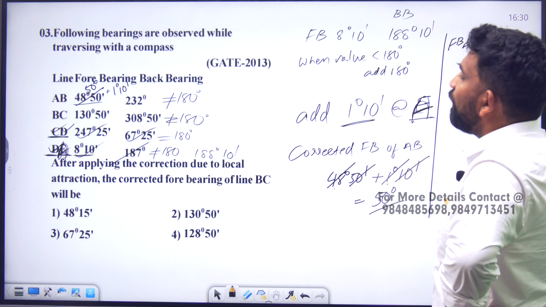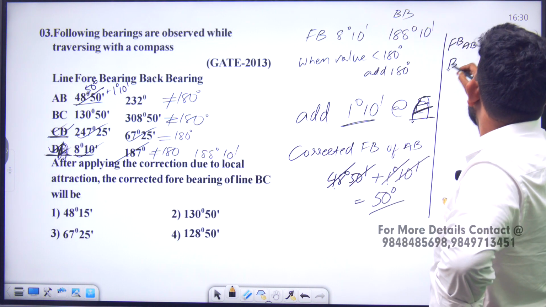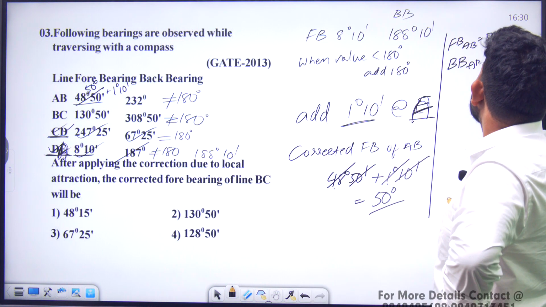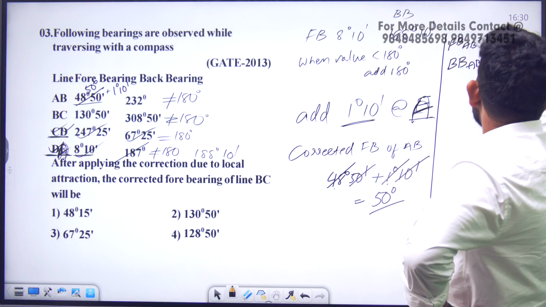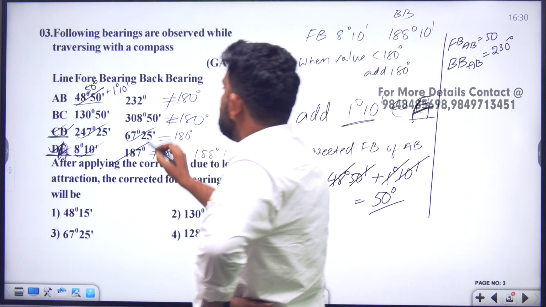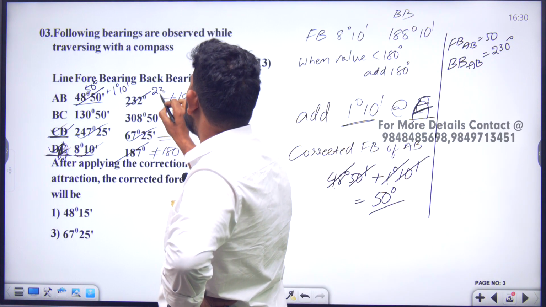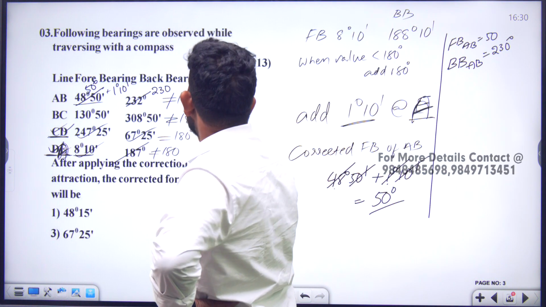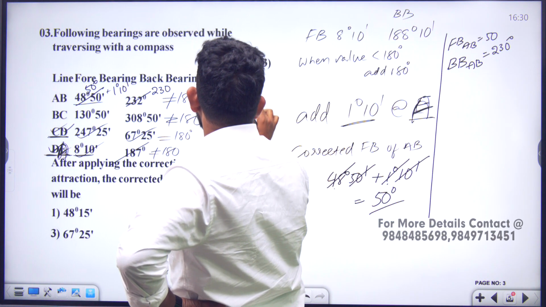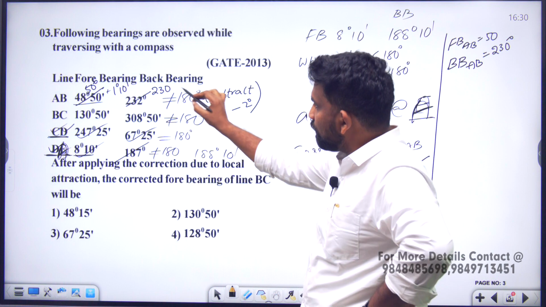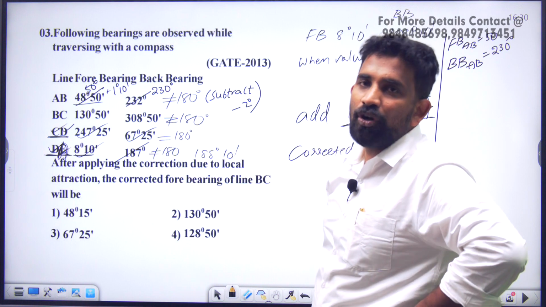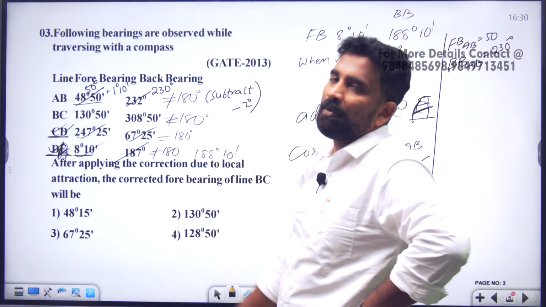then obviously what will be the back bearing of AB? As this value is less than 180, I just need to add 180, so 180 plus 50 comes out to be 230 degrees. 230 has to be here. Actually the correct bearing is 230, but here how much is it? 232. That means I need to subtract minus 2 degrees so that I will be able to get the correct value. If I subtract 2 here, I will get the correct answer.